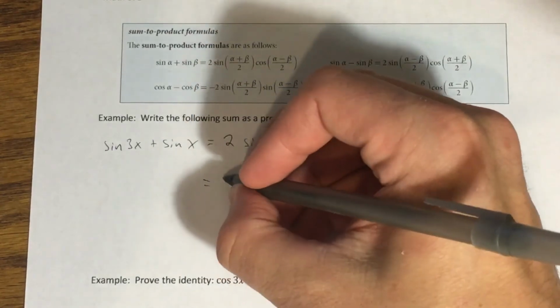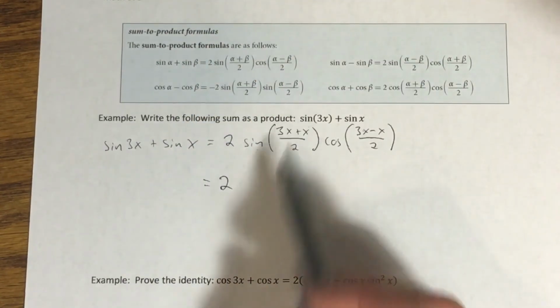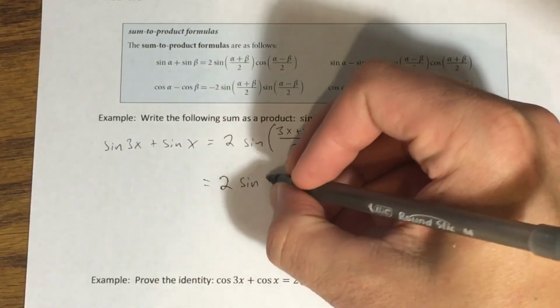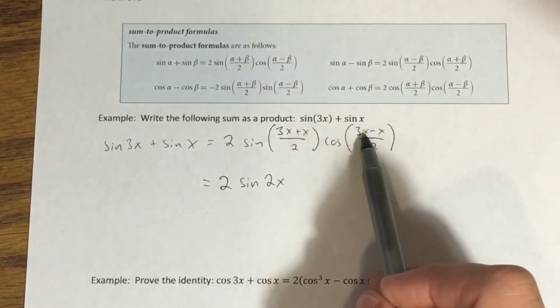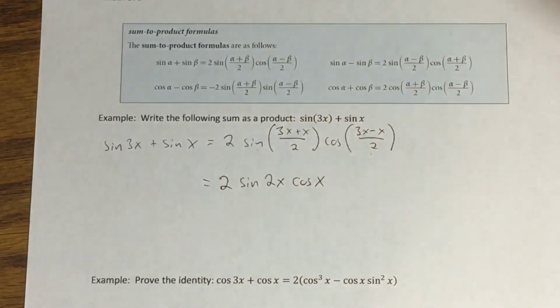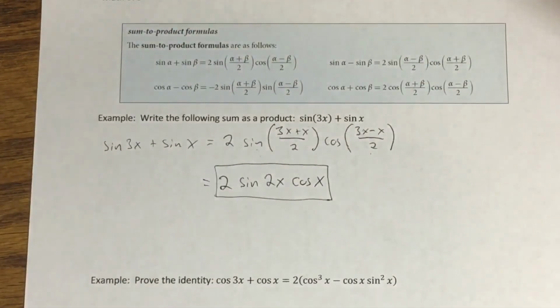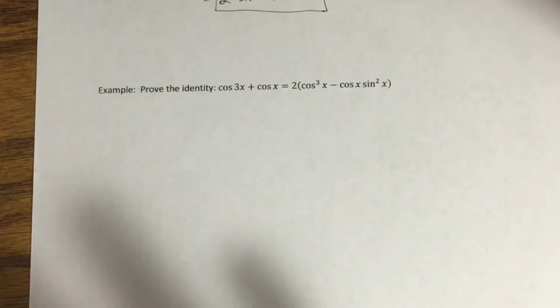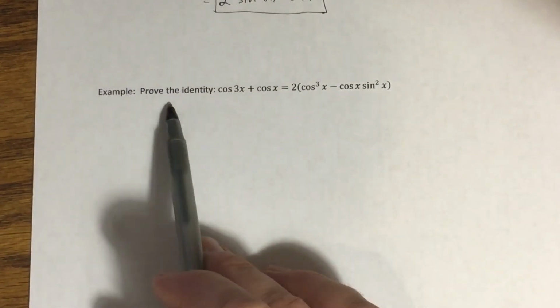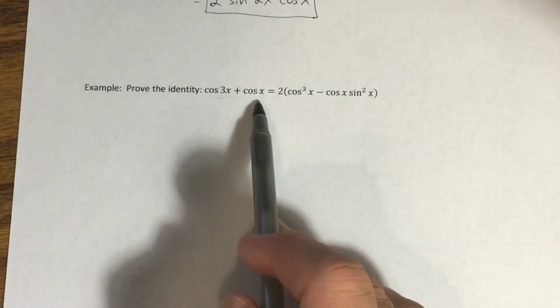This is equal to 2 times sine of, well, 3x plus x is 4x, and 4x over 2 is the same thing as 2x, sine of 2x. 3x minus x is 2x, divided by 2 would just be x, cosine of x. And that's it. See, there wasn't a whole lot to do there. It's just directly using that identity. Let's do one more before we wrap things up. We're going to prove an identity using the formulas we just came up with. Prove cosine of 3x plus cosine of x equals this big mess on that side.